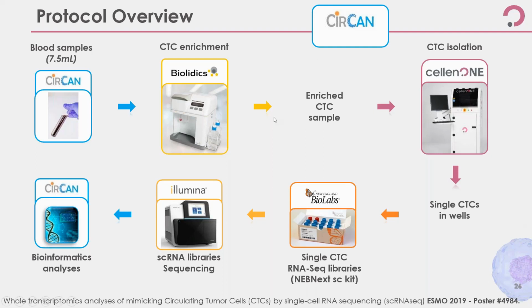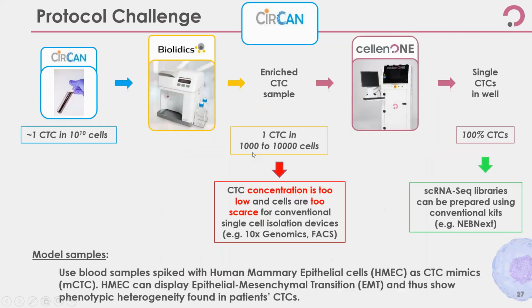But what is challenging with this protocol is always those numbers. As I told you before, we start from about 1 CTC in 10 billion cells. After enrichment with the Biolidics system, we will obtain about 1 CTC in 1,000 to 10,000 white blood cells. And this concentration is typically too low, or there are too few cells of interest, for other technologies that are used for single-cell sequencing, such as the 10x Genomics technology or FACS.